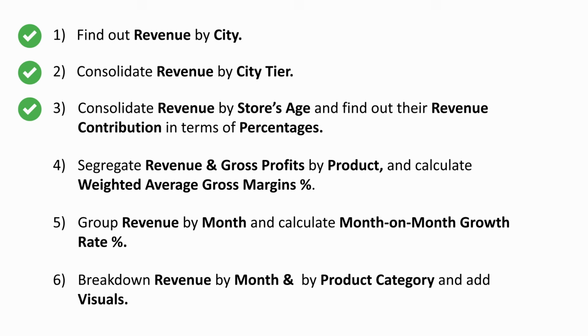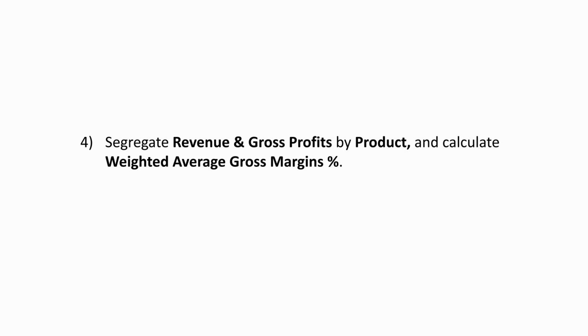We will now move into solving slightly advanced queries. So the fourth query is to segregate revenue and gross profit by product. And we'll also try calculating average gross margin percentages using the calculated field feature.